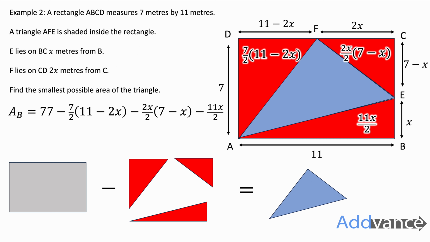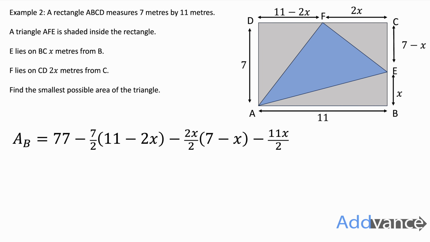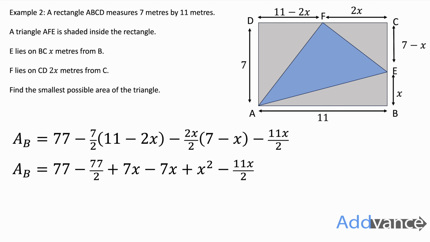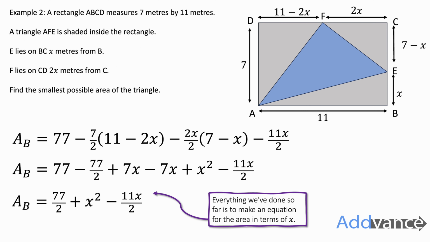That is a complicated equation, but don't worry, I can simplify it. So I've got this equation and I'm going to expand the brackets like this. Now I've got a 7x and a minus 7x in the middle, and they will cancel like this. And I've got 77 minus 77 divided by 2, and that cancels. 77 minus 77 over 2 is just 77 over 2 positive.